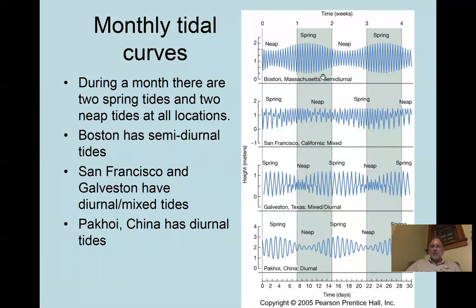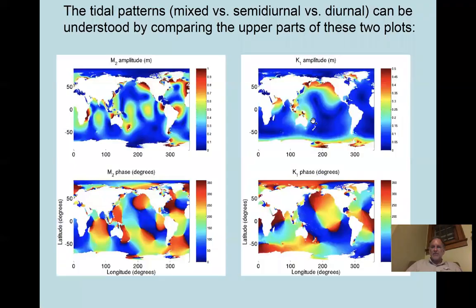So here's showing those curves again. You can see them a little better. Boston has 2 high tides a day and 2 low tides a day, and they're always pretty similar, but they can be modulated over the spring neap cycle, as we discussed earlier. Whereas in San Francisco, you see 2 high tides a day that are unequal and 2 low tides a day that are unequal, and that's because both the diurnal and semidiurnal tides are large near San Francisco.